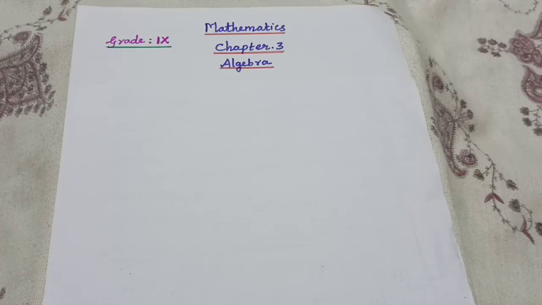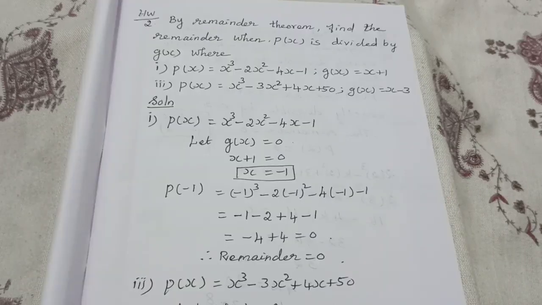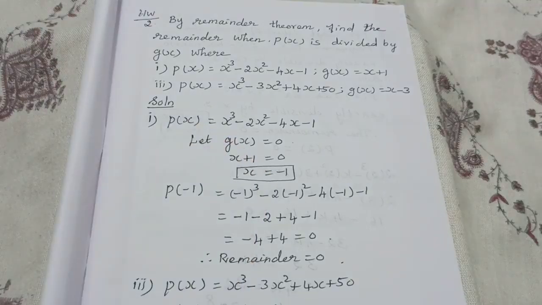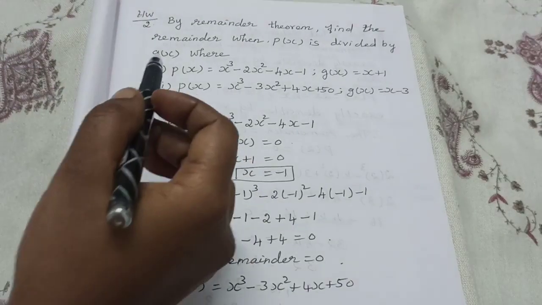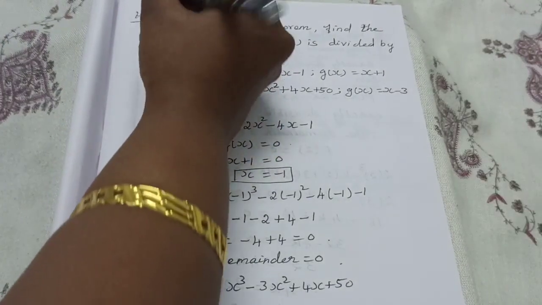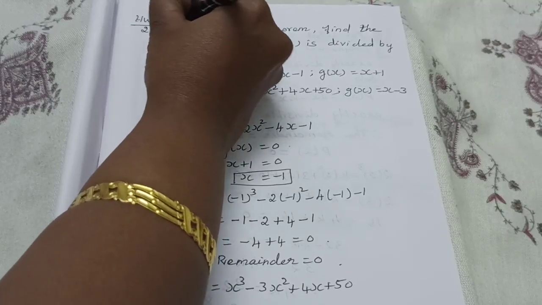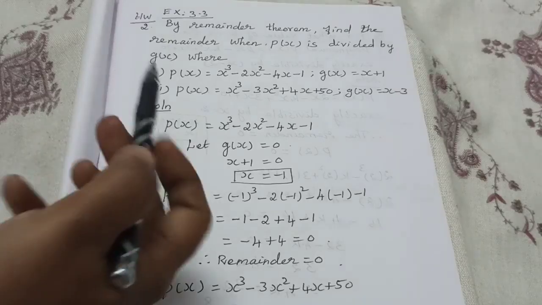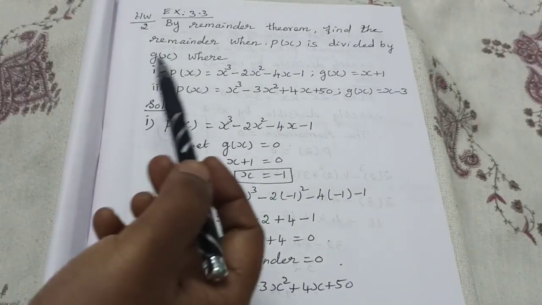Today we are going to see the continuation of the third chapter, Algebra. So dear children, take your third chapter note and start writing. Children, take your last class homework and check the answers. Exercise 3.3, second sum. Exercise 3.3, second sum.